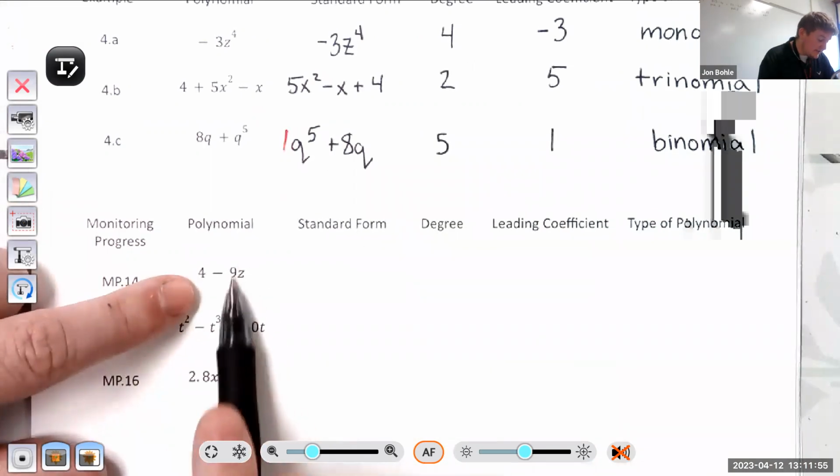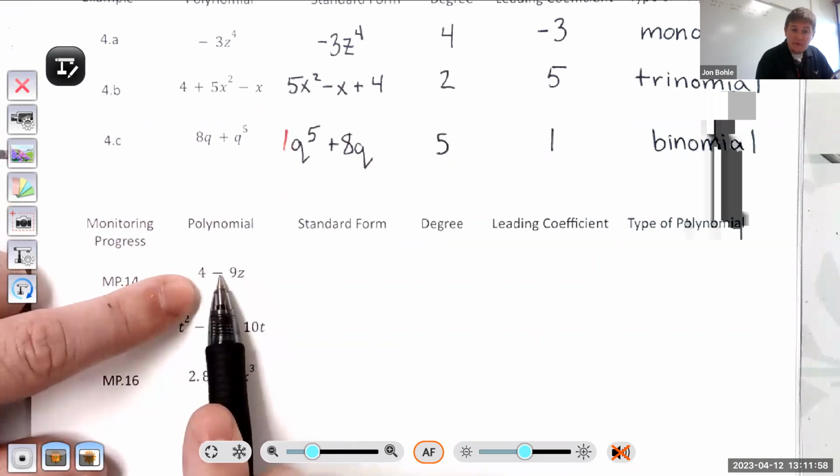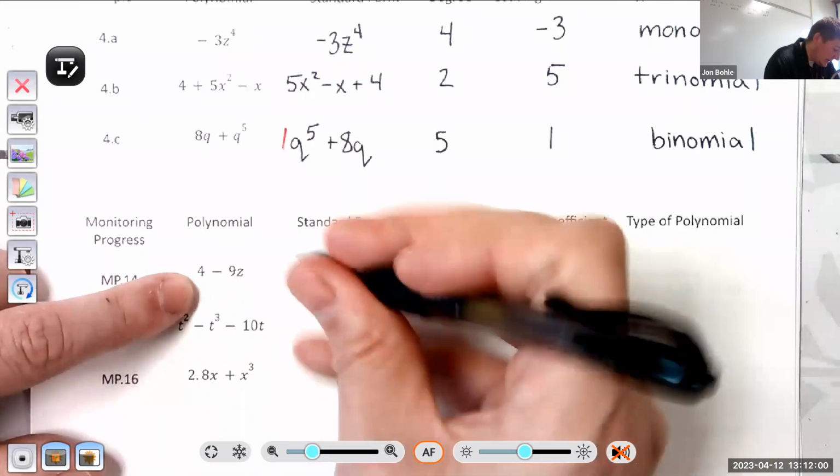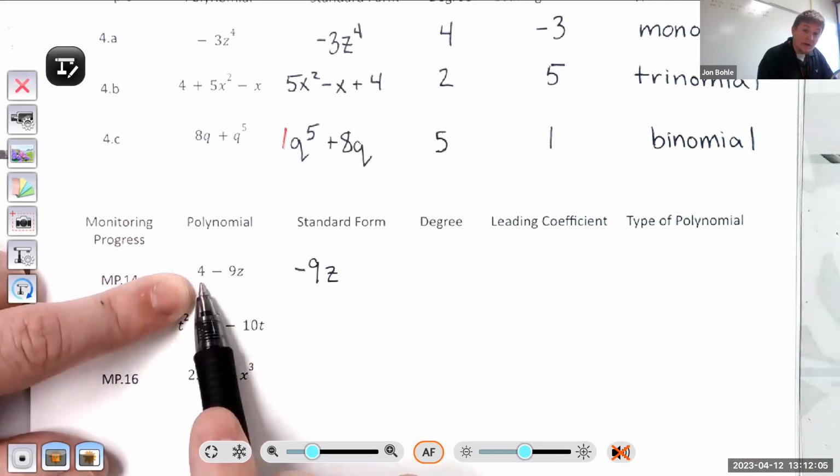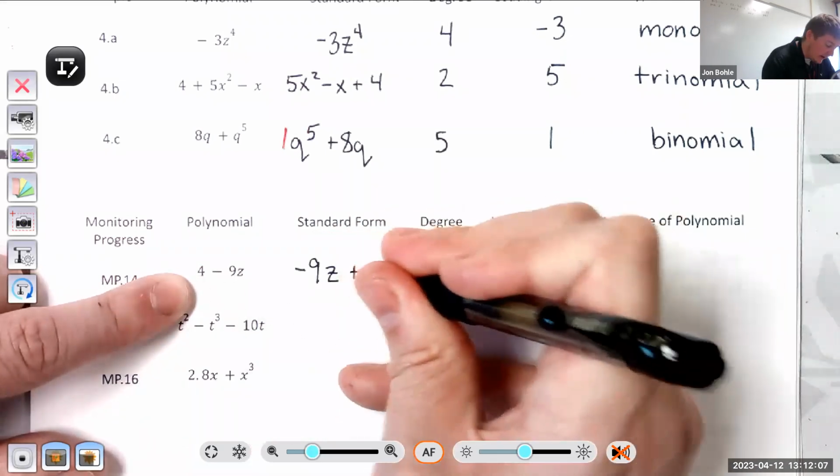Okay, so here, this is my highest degree. That's going to go first. Now, what you have to be careful about is this is a minus 9z here. So we're going to have a negative 9z right out at the front because it's minus. Now, this 4 here is positive, so that's going to go plus 4 right out on the side.